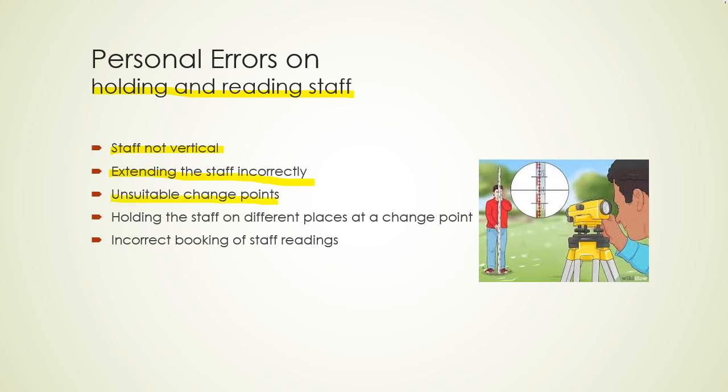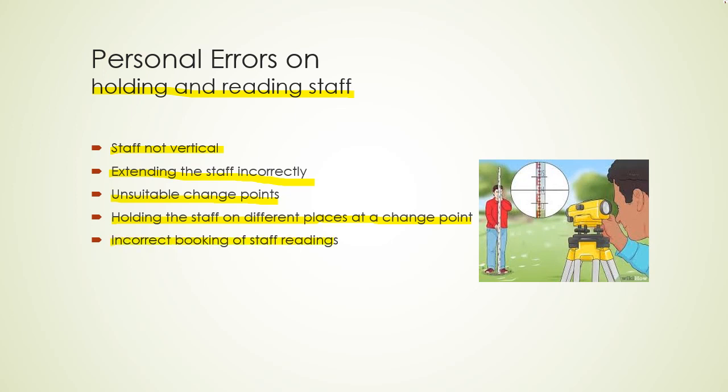Unsuitable change points. Holding the staff on different places at a change point. If you take the wrong point at the change point, or you hold the staff incorrectly at that point, it results in error.